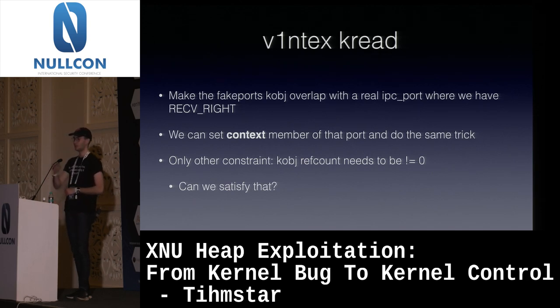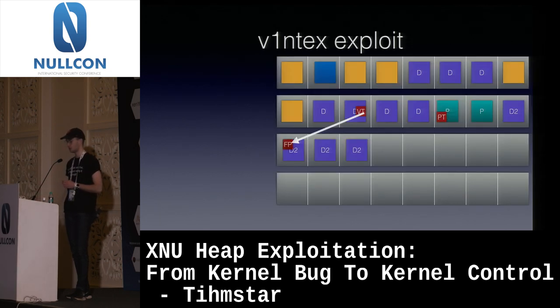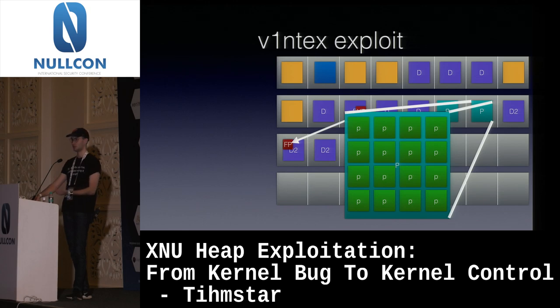We can then, on these ports, set the context member and do the same trick again. There's just one constraint when pointing that to arbitrary data: we need to make sure that the reference count is not zero. Let's see if we can satisfy that. All the ports we sprayed, we sprayed ports where we do have receive rights to them.